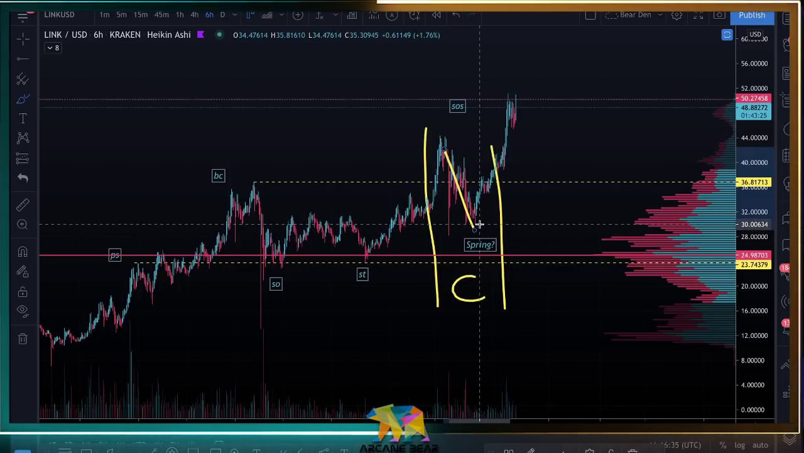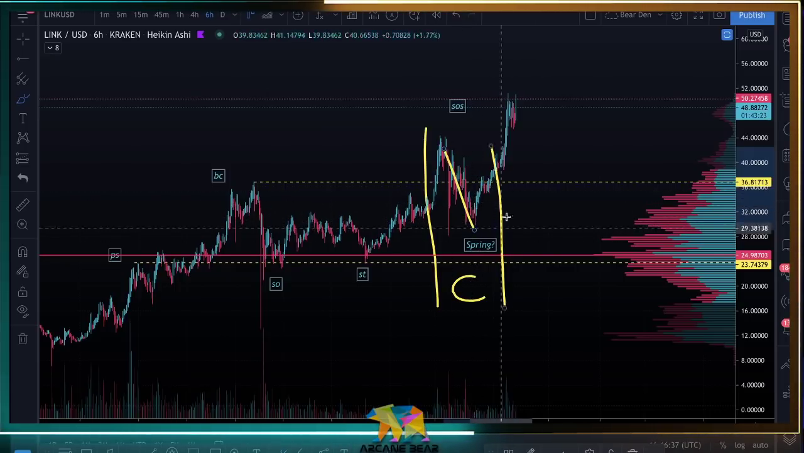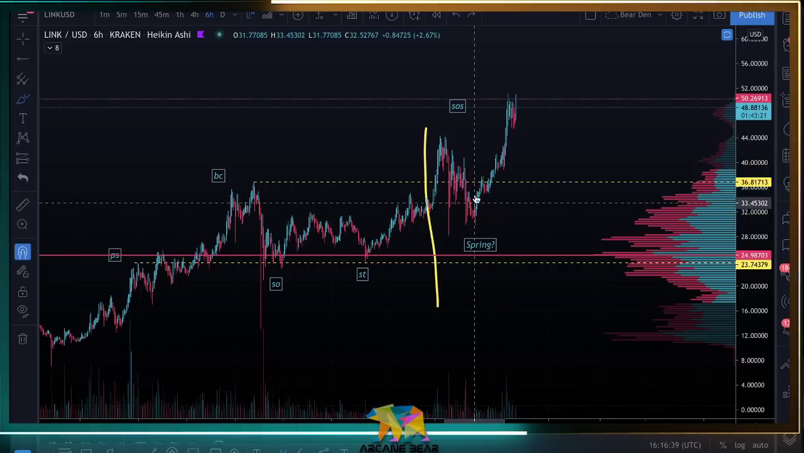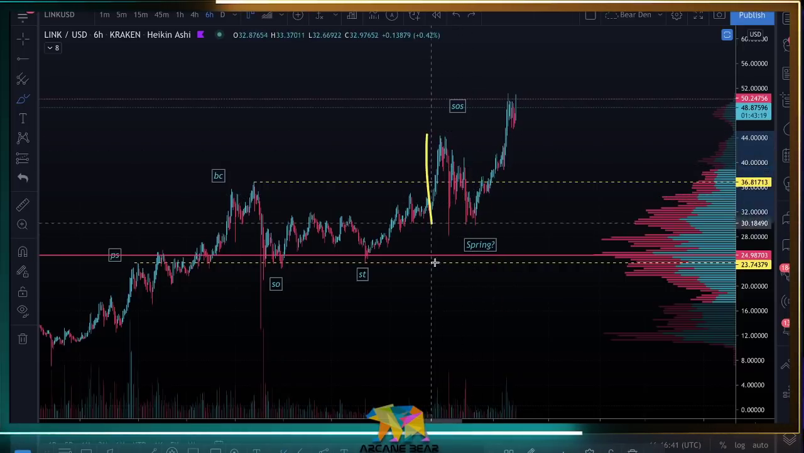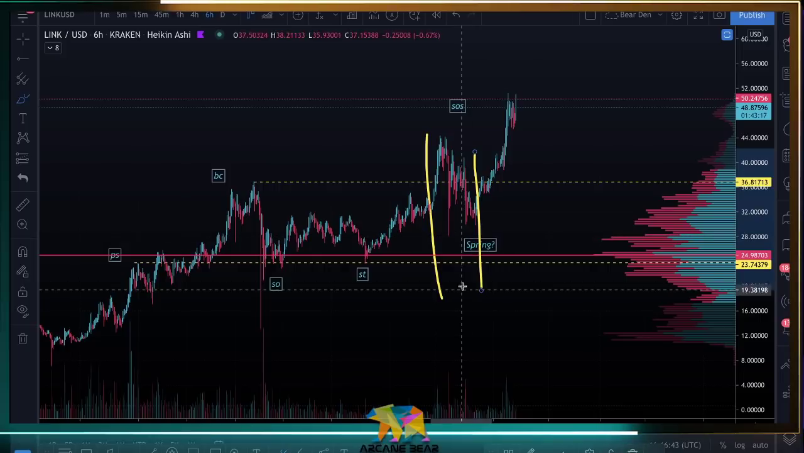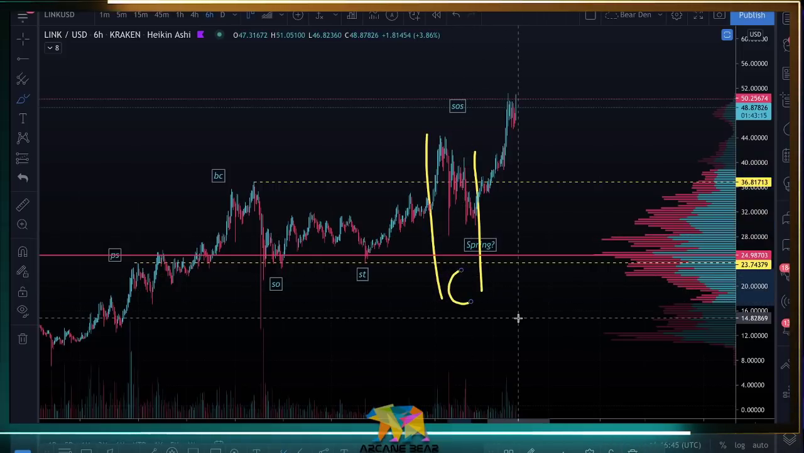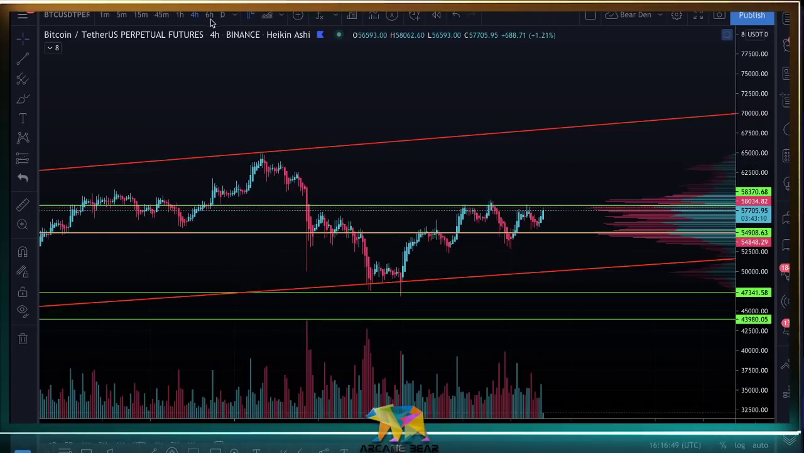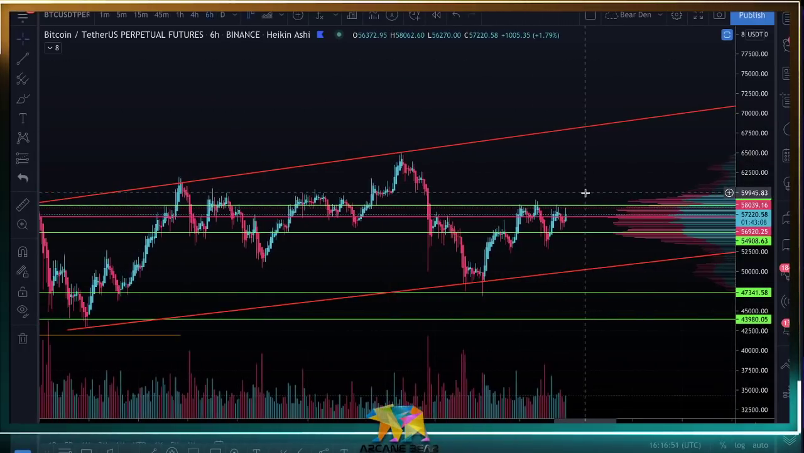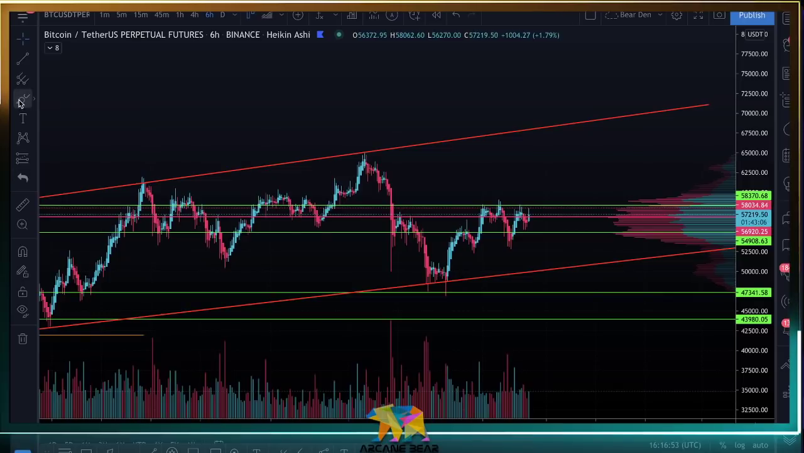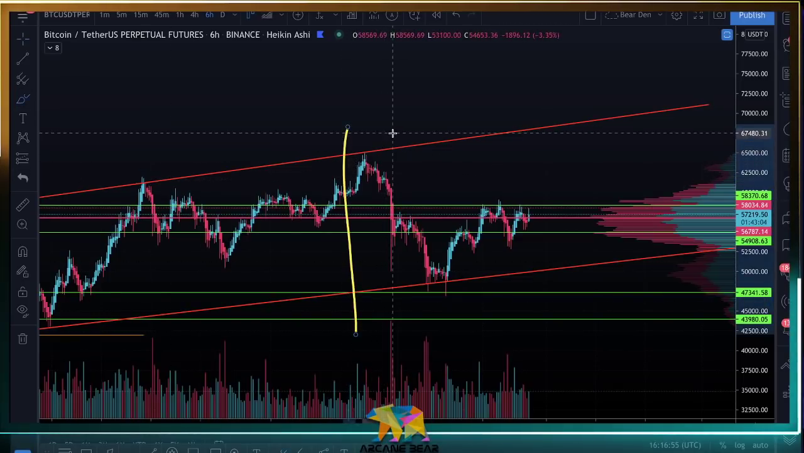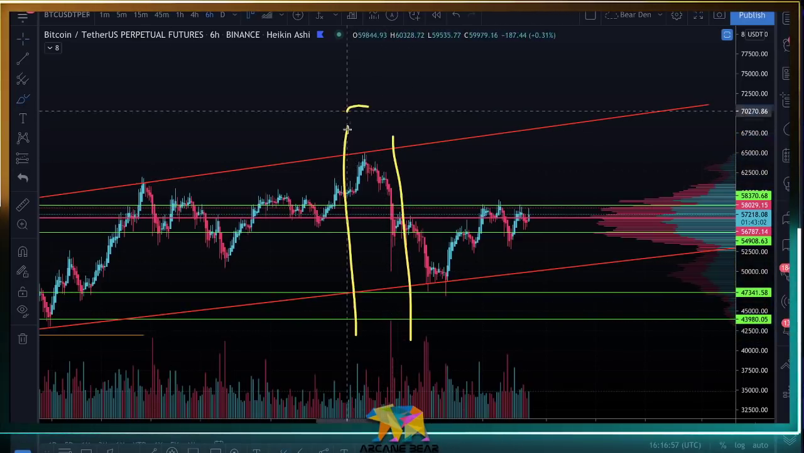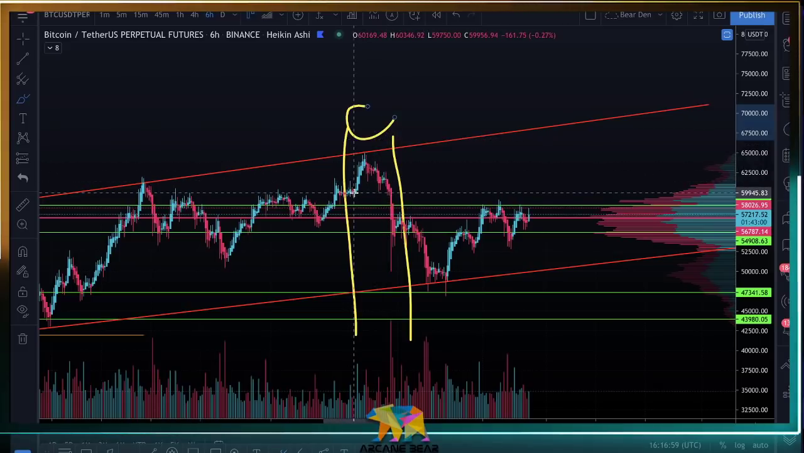Just in general, this particular part of a reaccumulation pattern can often be confusing because it looks like it turns into distribution, right? And Bitcoin was a primary indicator of this. And we saw this here. We'll use Bitcoin on the 6 hour right now. This moment here, a lot of big YouTubers were calling this distribution. And it was clearly not.